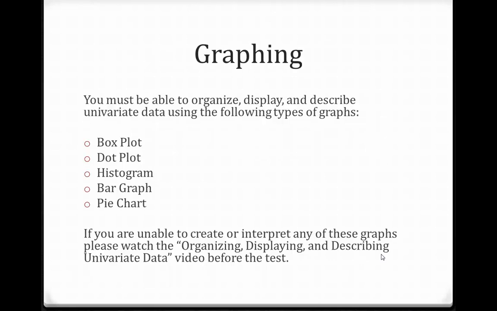The first thing we're going to talk about is Learning Target 5A, which deals with graphing. For this learning target, you must be able to organize, display, and describe univariate data using the following types of graphs. You should be able to create a box plot, a dot plot, a histogram, a bar graph, and a pie chart. If you're struggling with any of these, please make sure to go and watch the Organizing, Displaying, and Describing Univariate Data video before the test.